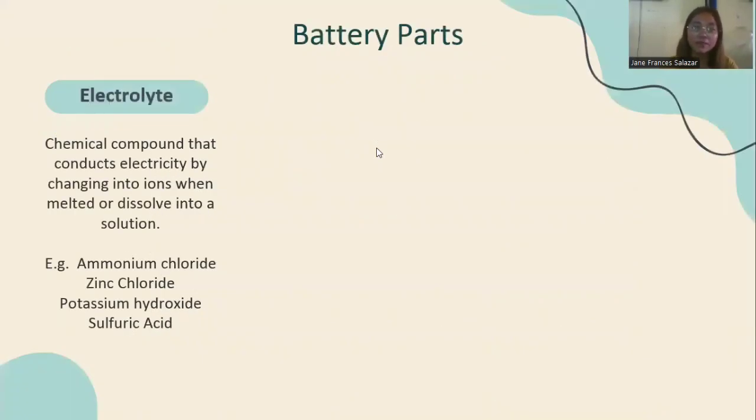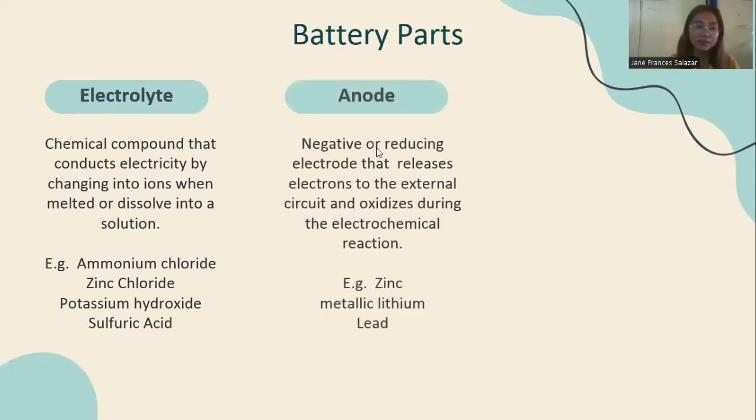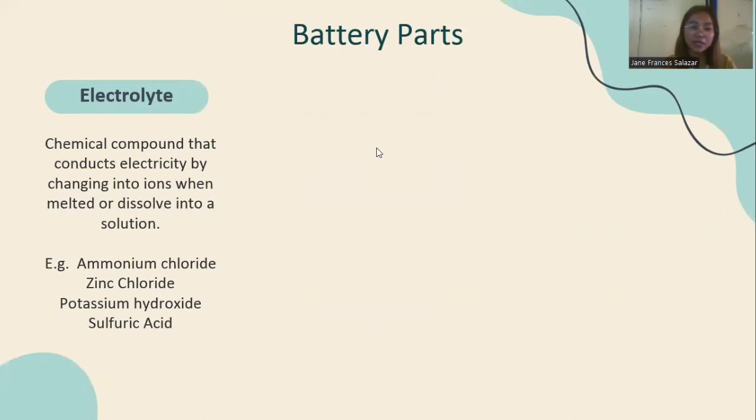Next, the battery parts. The electrolyte, the chemical compound that conducts electricity by changing into ions and is melted or dissolved into solution. The electrolyte is made of ammonium chloride, zinc chloride, potassium hydroxide, and sulfuric acid. An electrolyte can be a liquid or paste-like substance.